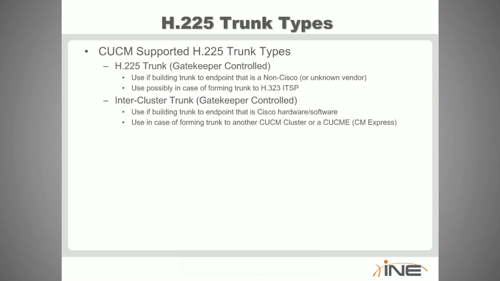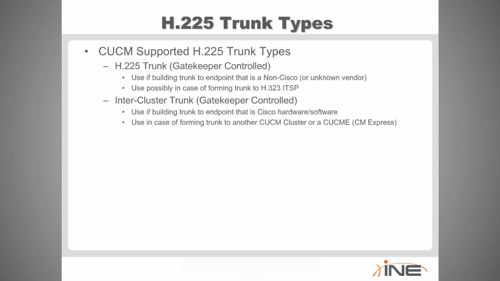Okay, then we have the gatekeeper-controlled intercluster trunk. So this really is based on, as we mentioned yesterday, H.225, or H.323, and we use this if we're building a trunk to an endpoint that is Cisco hardware or software. So for instance, in the case of forming a trunk to another CUCM cluster or CUCME, another way of saying Call Manager Express. Okay, so basically this is H.225 with enhancements, Cisco proprietary enhancements.